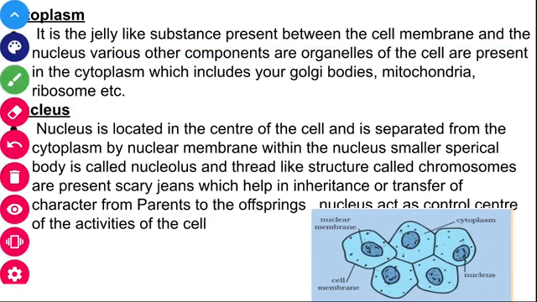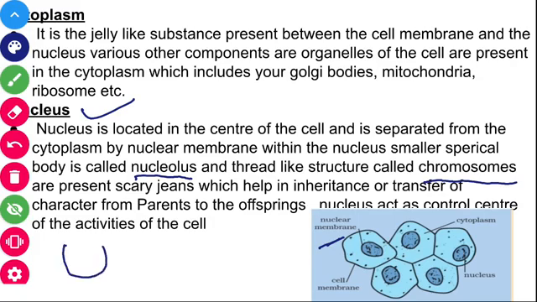The next topic is about the nucleus. Nucleus is located in the center of the cell and is separated from the cytoplasm by the nuclear membrane. What is the function of the nuclear membrane? It is to separate the nucleus from the cytoplasm. Within the nucleus, small spherical bodies are present, which are known as nucleolus, and the thread-like structure present is known as your chromosome. The chromosome has DNA inside it, and the DNA contains your gene.